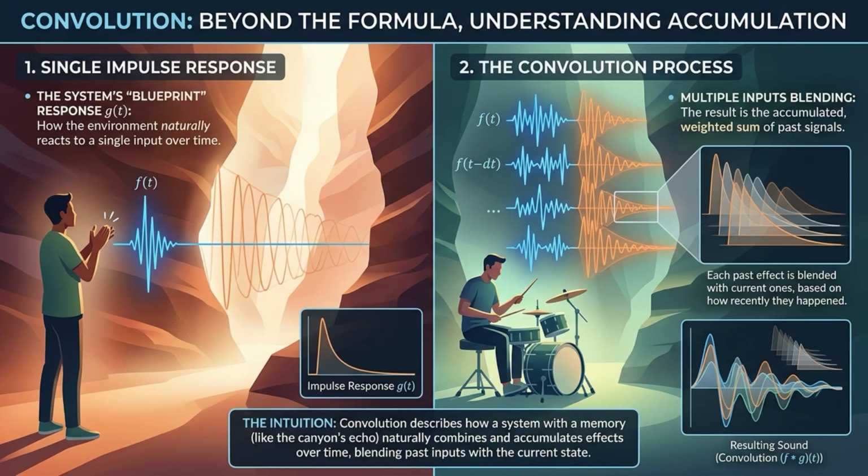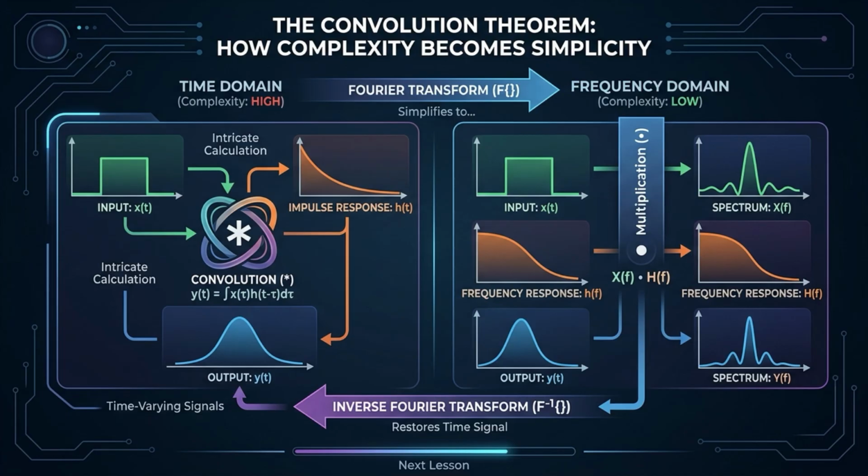A common mistake is viewing convolution as merely a mathematical formula to memorize. In reality, convolution represents a physical process that describes how systems accumulate and combine signal effects over time. Understanding the underlying intuition is often more important than remembering the equation itself. The concept of convolution naturally leads to one of the most important ideas in signal processing, the relationship between the time domain and the frequency domain.